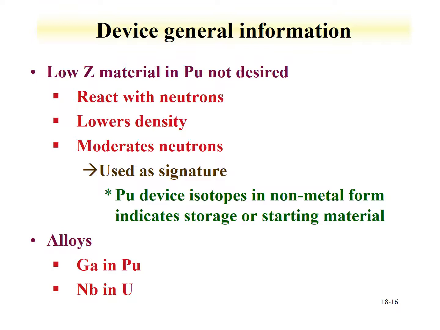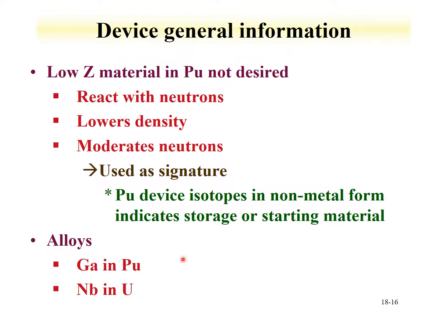Some other signatures that you would see with plutonium material: you would not want low Z material in the plutonium. These react with neutrons, lower the overall density, and moderate the neutrons. So plutonium device isotopics in non-metal form indicate storage or starting material. The metal is the final form that's desired in the device, and often the material would be alloys. So these are other signatures.